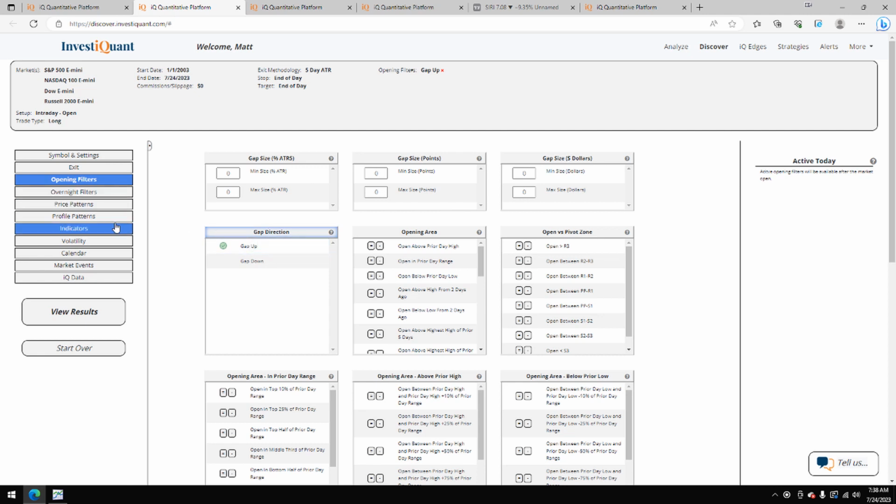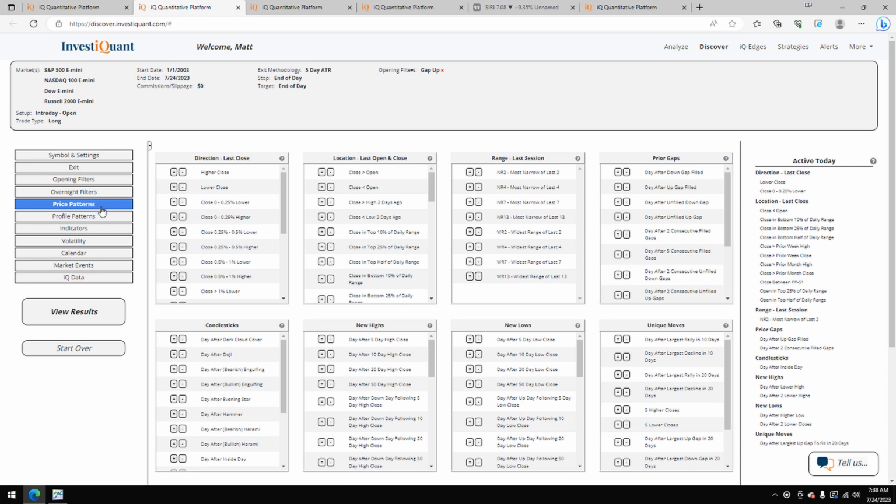click on gap up from the gap direction. Then I'm going to create that inside day pattern. I'm going to say it was an inside day that closed lower on the session. So I'm going to grab both of those from the active today, which is telling us what is true for today's session. So the first thing I'm grabbing is the lower close.